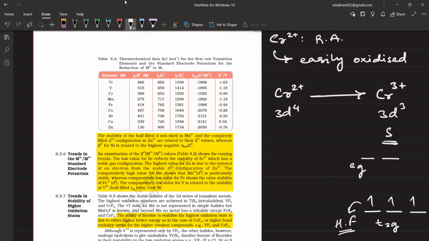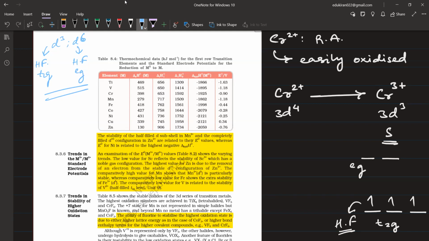What becomes stable for you? If you have an ionic species with d3 or d6, d3 will be stable. Why? Half filled t2g. d6 will be stable. Why? Half filled eg. Will everyone remember this? Yes or no, guys? Please tell me. Okay, please remember this.